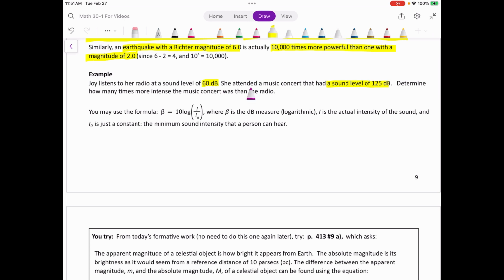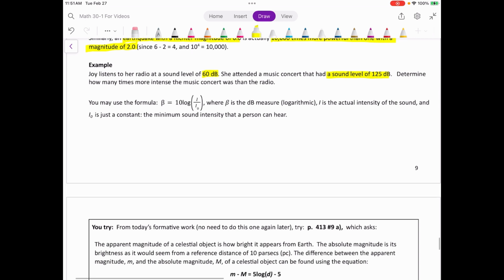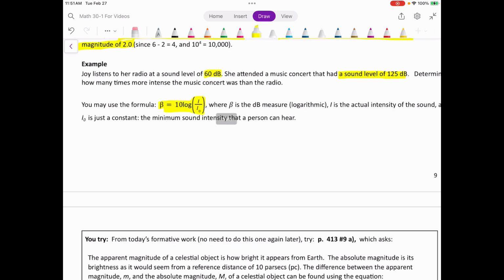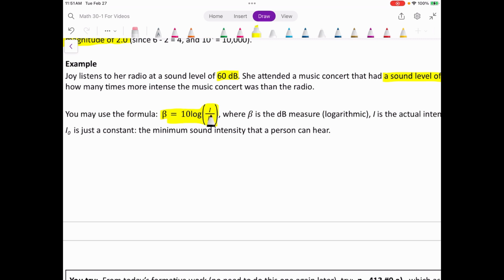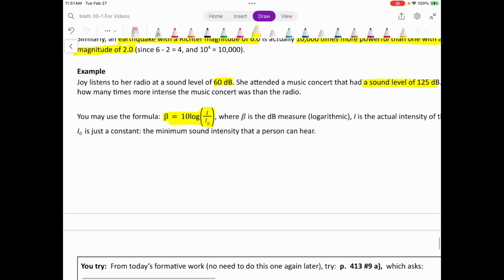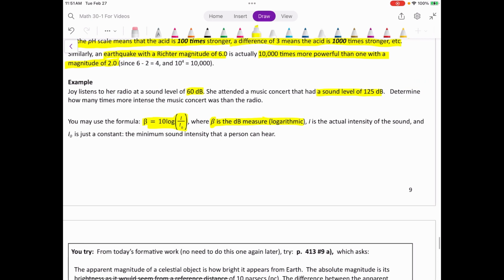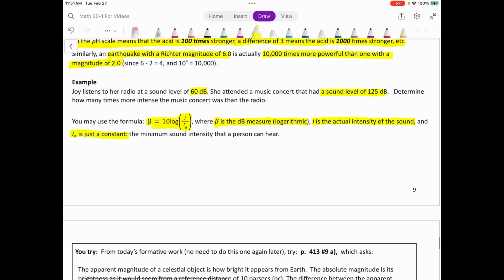Because this is a logarithmic scale, we'll find that that's actually not the case. So, determine how many times more intense. You may use the formula, the decibels are equal to 10 times log of I over I naught, where beta, that's the symbol beta, is the decibel measure. It's logarithmic. I is the actual intensity of the sound, and I naught is just a constant. It's the minimum sound intensity that a person can hear.